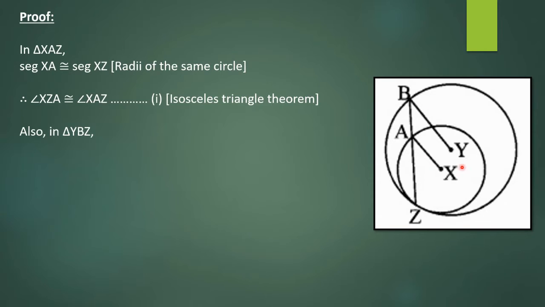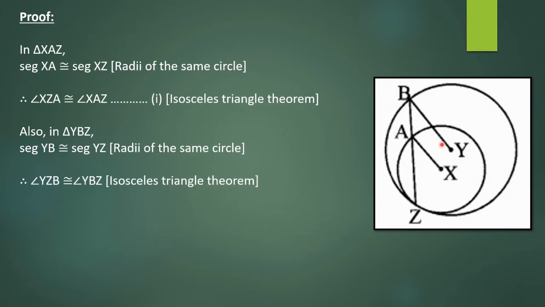Also, if you see in triangle YBZ, by similar conditions, we can say that segment YB and segment YZ will be congruent to each other, as they are the radii of the same circle. And we can also say that angle YBZ will be congruent to angle YZB, again by the isosceles triangle theorem, or that angles opposite to congruent sides are congruent. These two sides were congruent, that is YB and YZ, and the angles opposite to them were YZB and YBZ, so they'll be congruent.